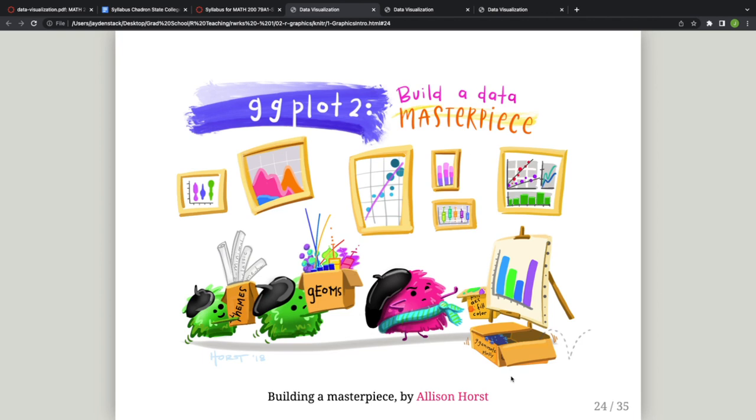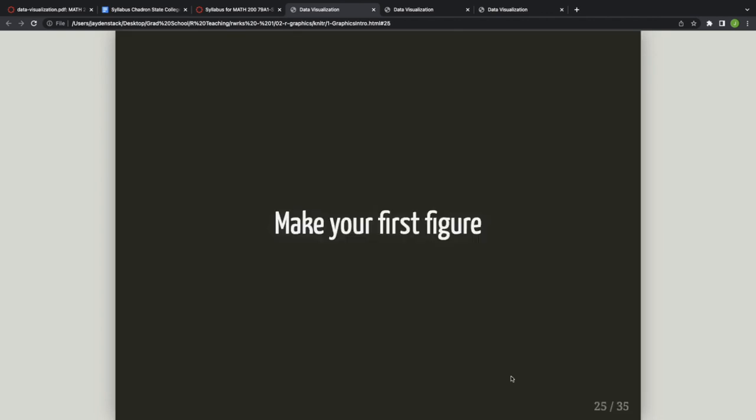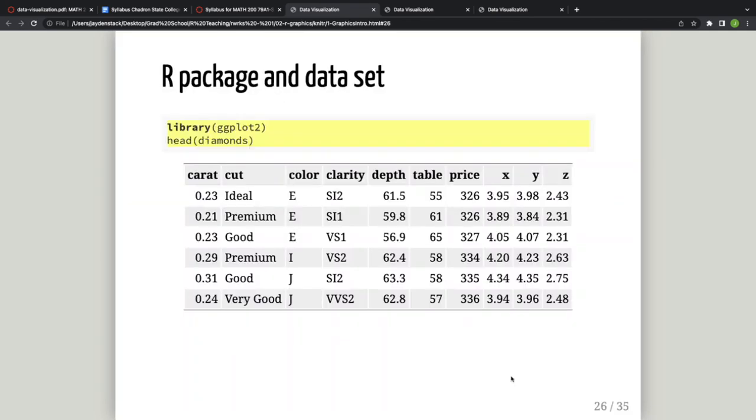Okay, so again, here's a fun little graphic about how we can build different things using ggplot. We're just trying to build very good visual graphics, and in my opinion, the ggplot2 package is the best way to do that in R. Okay, so let's make our first figure using the ggplot2 package. We're going to use that same exact diamonds data.